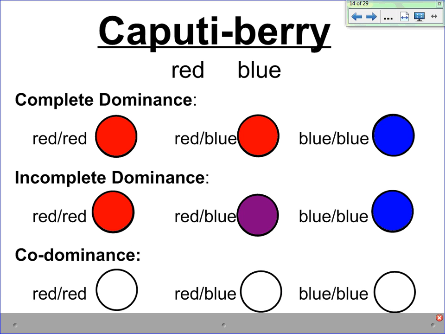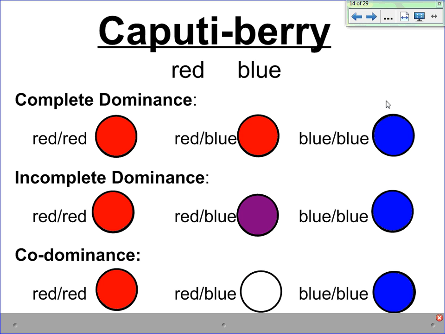Now codominance, again, the homozygous case, when you have the same alleles, is simpler. If you have a red allele from one parent and a red allele from another parent, you'd expect to have a red berry. And if you have a blue allele from one parent and a blue allele from another parent, you'd expect to have a blue berry. However, codominance is different in the heterozygote.